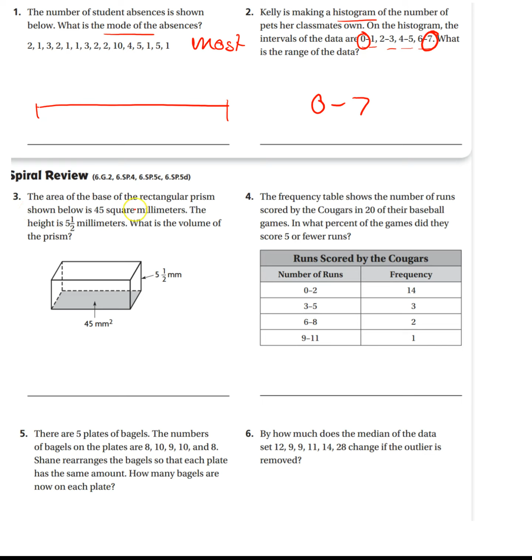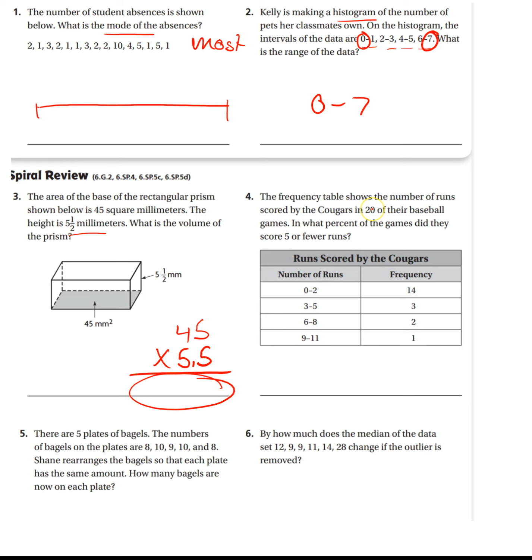Okay, the area of the base of the rectangular prism shown is 45. So the base is 45. The height is 5.5. What is the volume? So length times width, they already did that, times height. So we have to do 45 times 5.5. So do that and you'll have your answer.